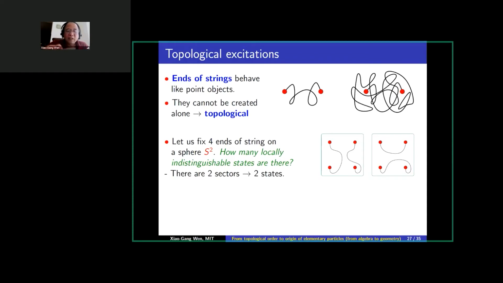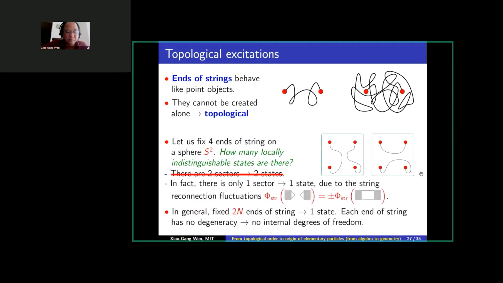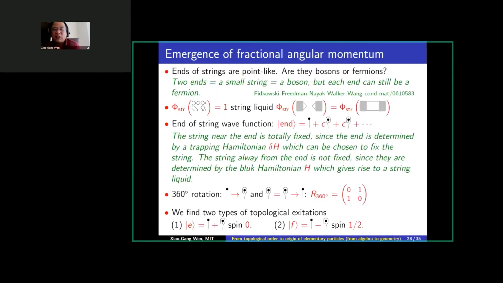Okay. So it is this topological excitation: when you view this end of string as a single particle, as a single point, it may carry fractional angular momentum and it may carry fractional spin. Okay. So how do you argue this end of string may carry fractional angular momentum? First, let's try to understand fractional angular momentum.